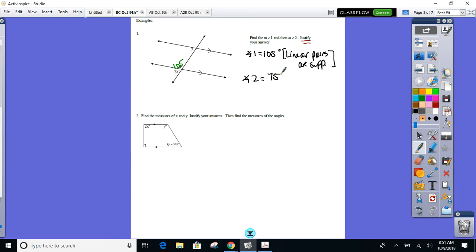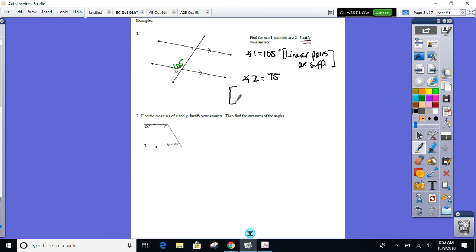Because, all right, I'm going to force you guys to use vocab. What type of angles are these? Are they inside or outside? Inside, and they're on the same side of the transversal. So these are same side interior angles, all right? Or I could have said the 75 I was given and 2 are what angles? Let me just write a justification using the same side interior.